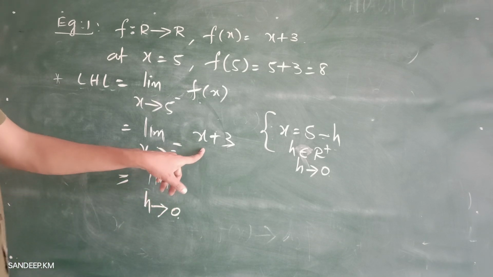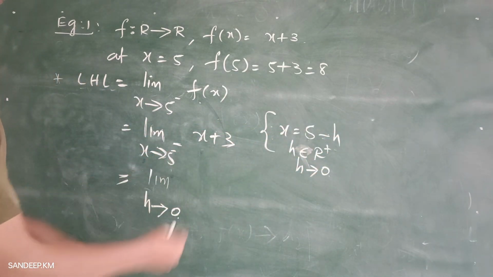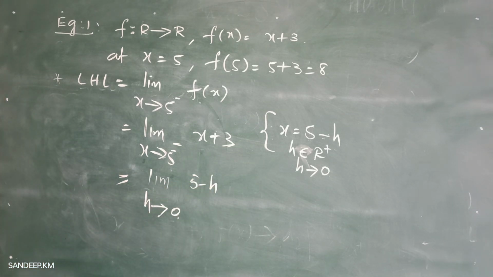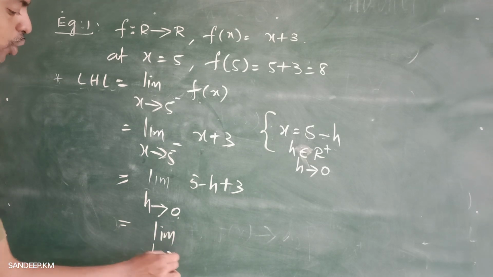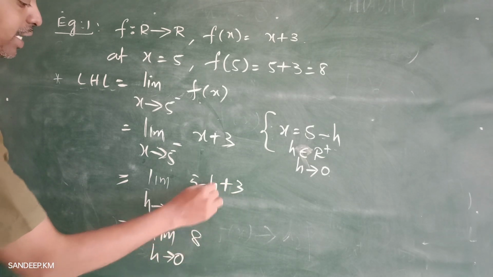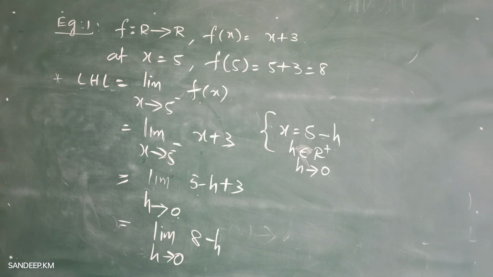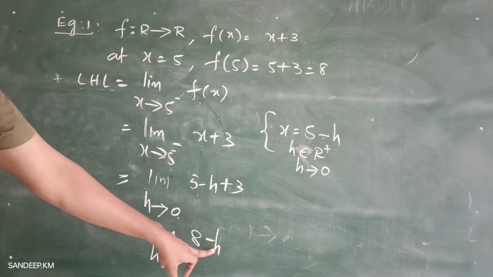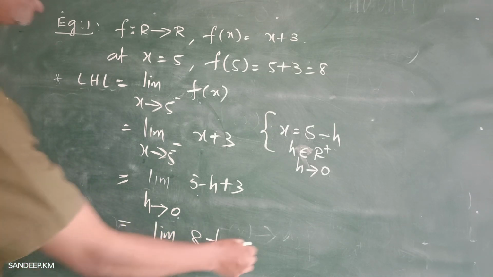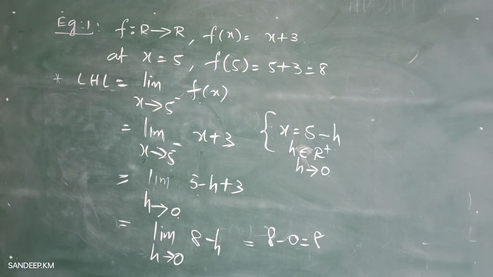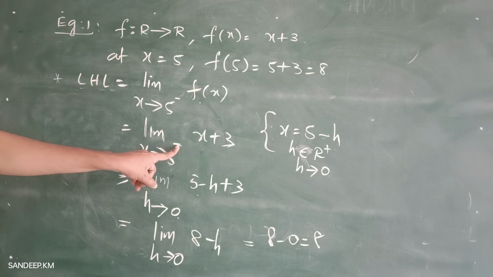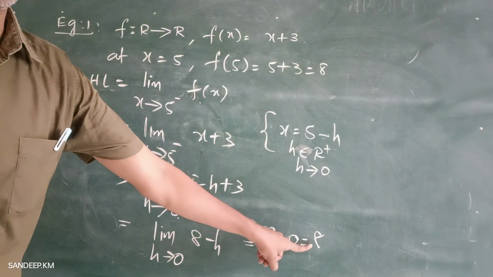Then instead of x, we are going to write 5 minus h. Let me write (5 minus h) plus 3. So this is equal to what? Limit h approaches 0 of 5 plus 3, which is 8 minus h. So what is the meaning of it, dear students? Now I can substitute h value as 0, and you will get 8 minus 0, which is equal to 8. What is it trying to say? When x is approaching 5 from the left side, f of x is approaching what number? 8.